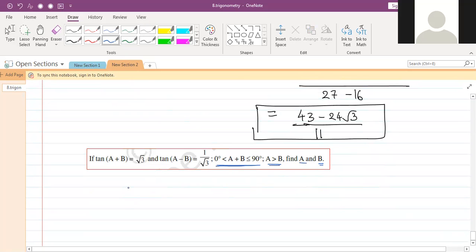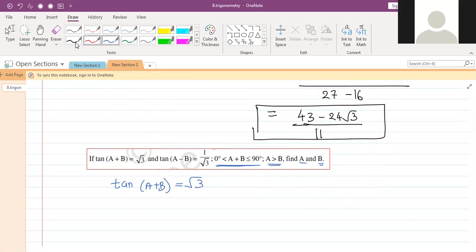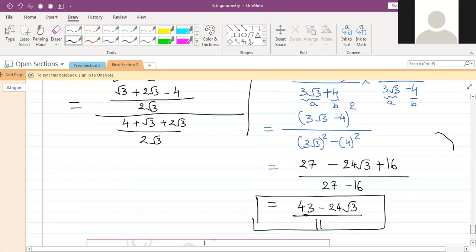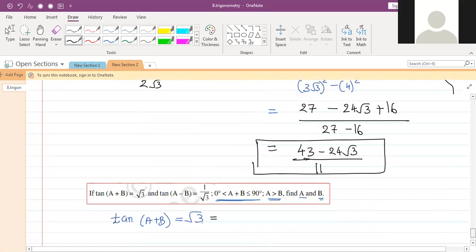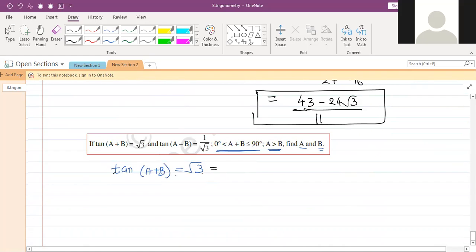So here first I have tan (a plus b) is given, that is equal to root 3. Okay. So here you can see that my trigonometric function tan is given, and here root 3 is given. So here we can write, for which angle is tan root 3? So according to the table you can see that tan 60, okay, tan 60 degree is root 3.